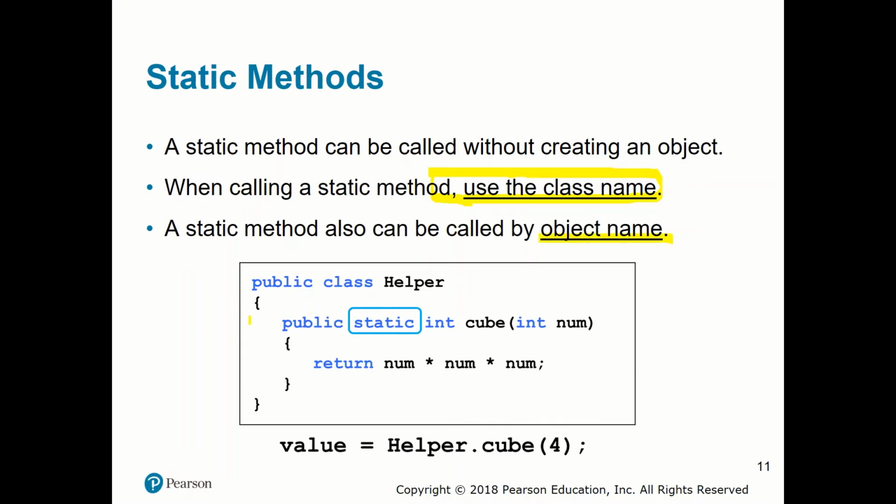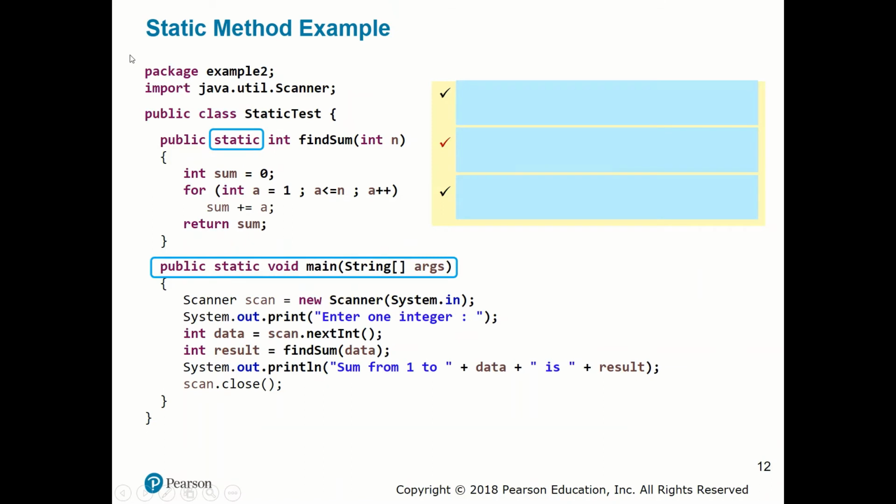And here there is a helper class. The class name is Helper, and it has only one method, cube. Cube is a static method like this, so we can use this cube method without creating an object. We can just call it using the class name, Helper.cube. Let's see this static method example.